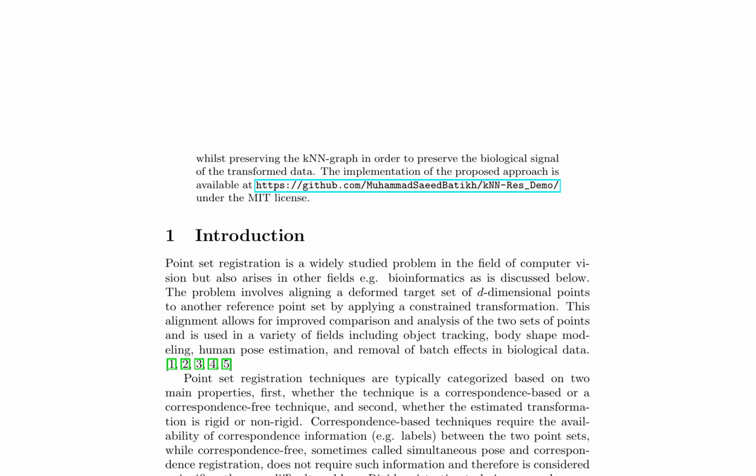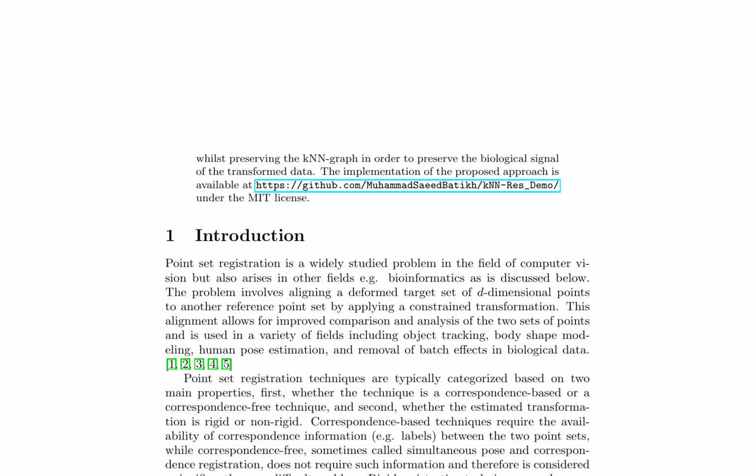In computer vision and bioinformatics, point set registration is a fundamental problem that involves aligning a deformed target set of points to a reference point set by applying a constrained transformation. This alignment enables improved comparison and analysis of the two sets of points, with applications in object tracking, body shape modeling, human pose estimation, and removal of batch effects in biological data.